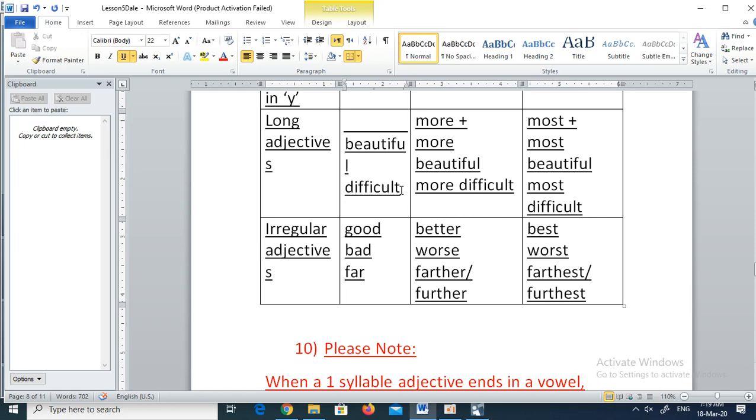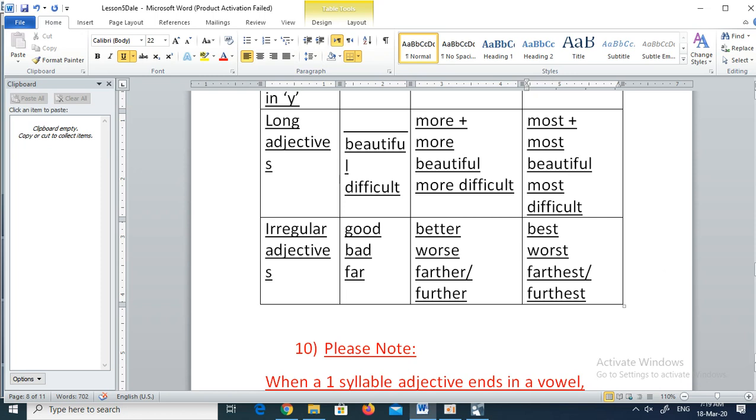If our adjective in the positive degree is difficult, again, if we must make the comparative form, all we do is we add that word more in front. So it then becomes more difficult in the comparative degree. And if we must then make the superlative degree, all we have to do is add the word most in front, and in the superlative degree, it then becomes most difficult.